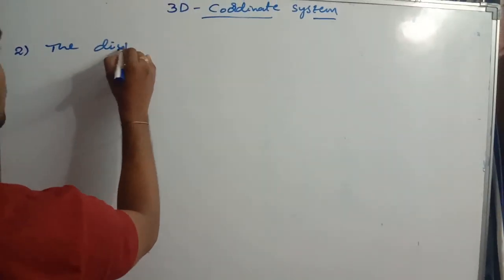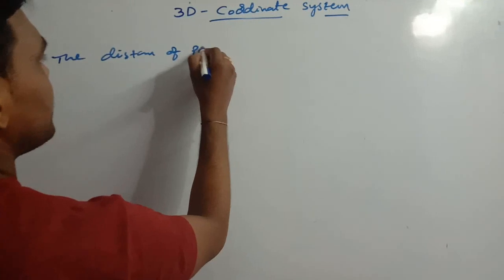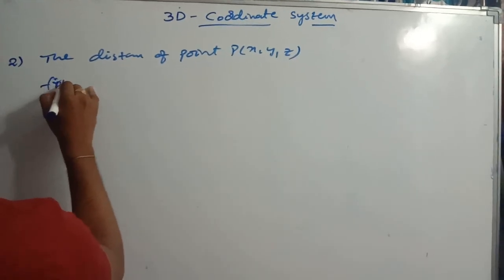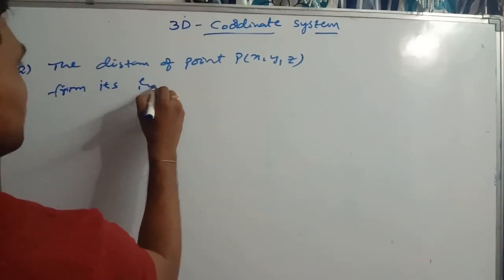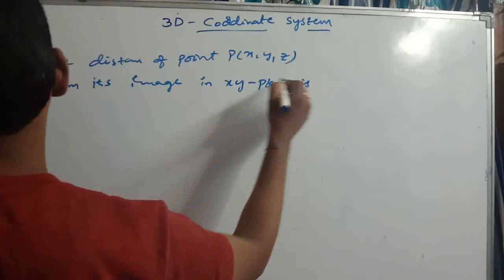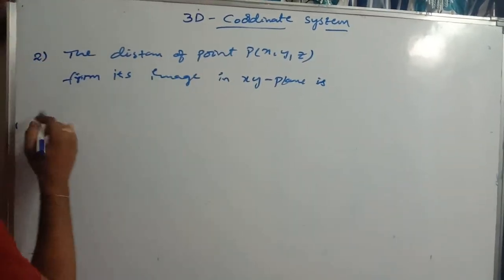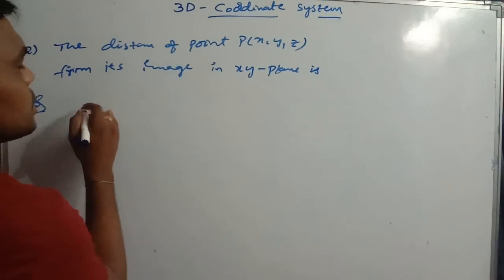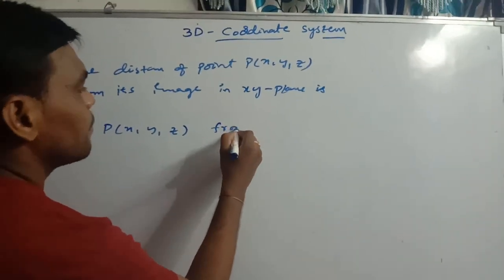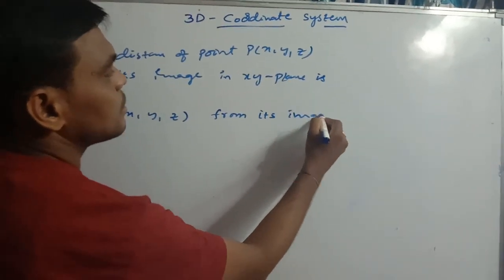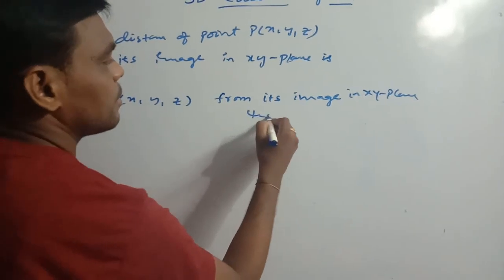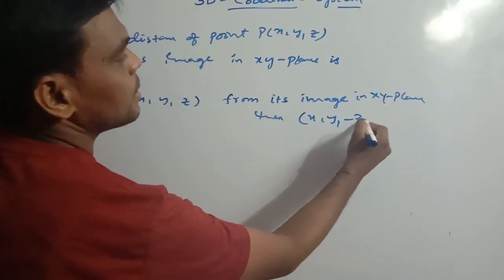The distance of a point P(x, y, z) from its image in the XY plane is, now here first of all, the distance from the point P(x, y, z) to its image in the XY plane. The image is (x, y, minus z).